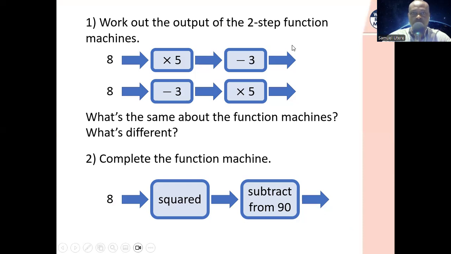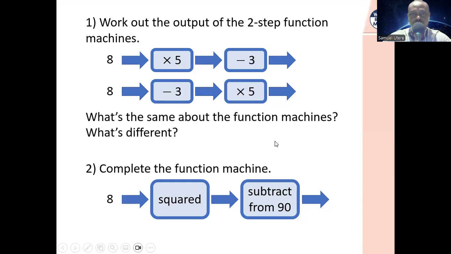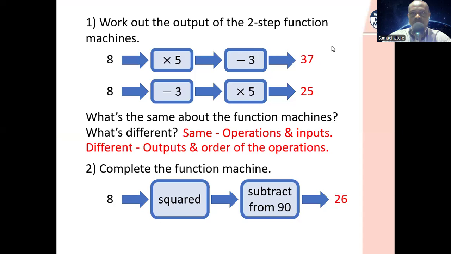Now, assuming you have paused the video and you've really thought about these questions, here are the answers. So let's discuss them. The first one, you were asked to work out the output of the two-step function machines. Well, you know by now that with function machines, when you put in an input, this function machine is simply telling you that you multiply by 5 and then you subtract 3. Okay, so 8 times 5 is 40. 40 minus 3 is 37.